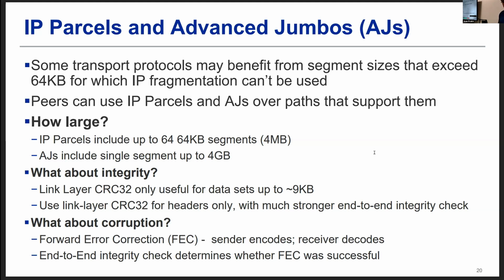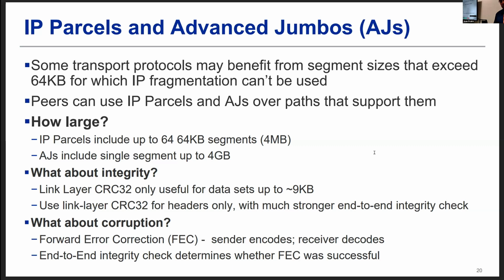Well, what does that do to integrity? Well, with links in the internet, the CRC32 frame check sequence is only used for data sets up to about 9K bytes. So what we would do is use the link layer CRC for the headers only and employ a much stronger end-to-end integrity check. Well, what if we get corruption when we send these large things? That's where we want to engage forward error correction.